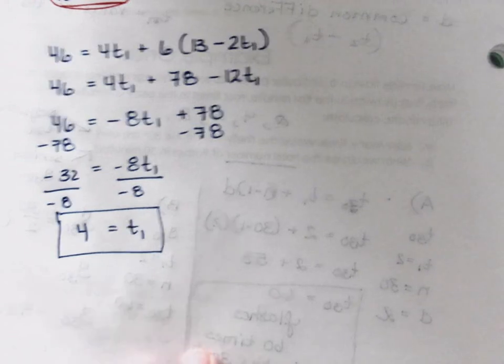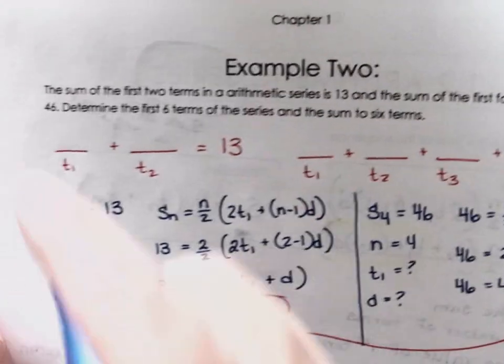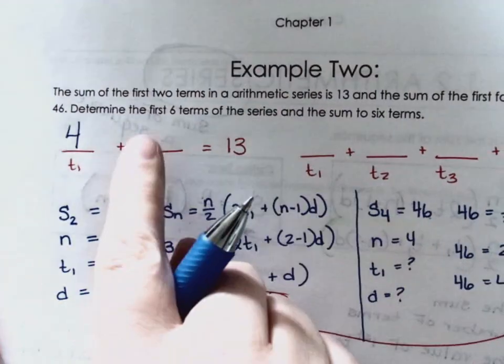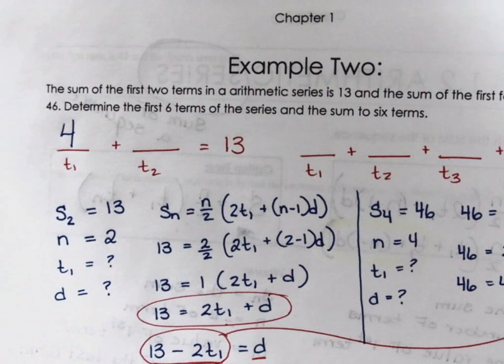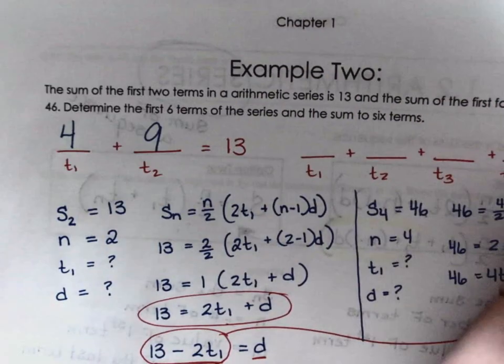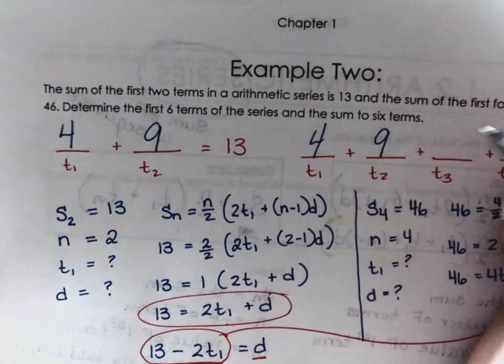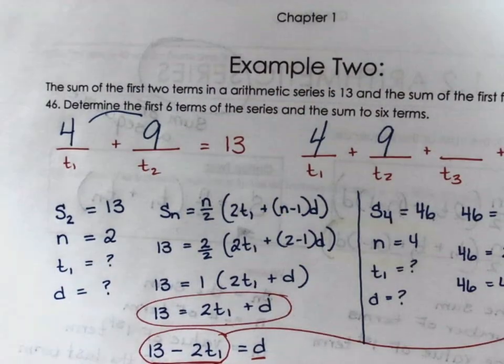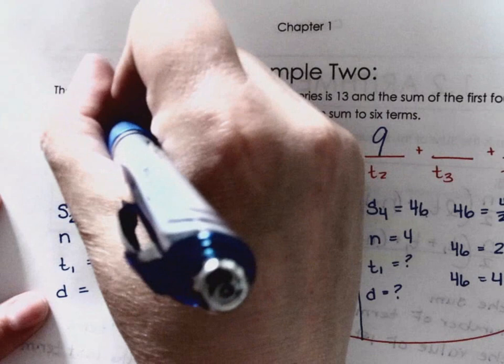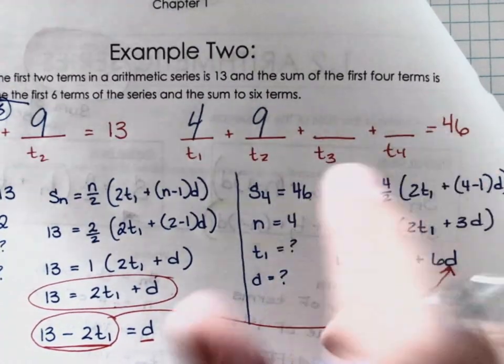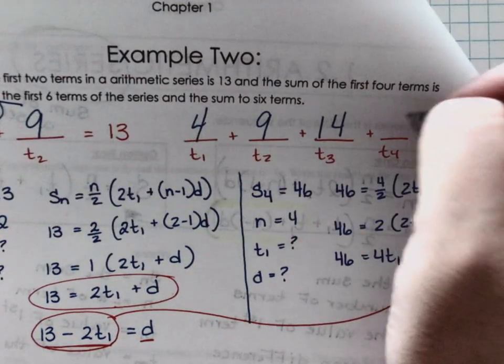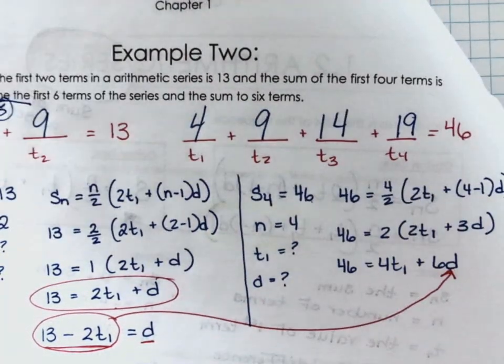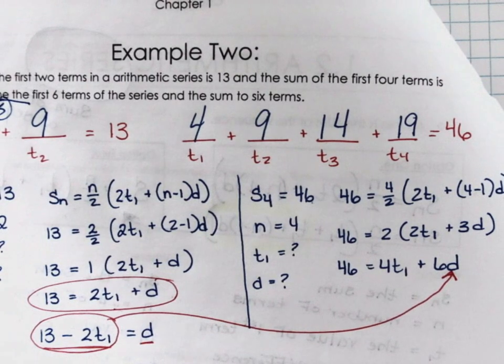Did everybody get that copied? I'm going to slide back up to the top. If we know T1 has a value of 4, what does T2 have to have? So this would be 4, this would be 9. What's the common difference here? 5. So we're adding 5 each time. What would this term be? 14, and then 19. And if I add 4 plus 9 plus 14 plus 19, I get 46.